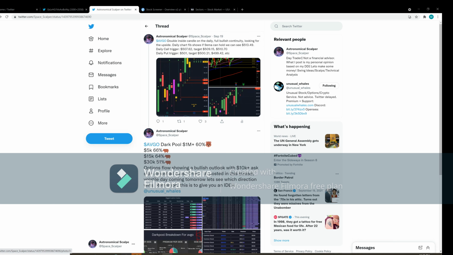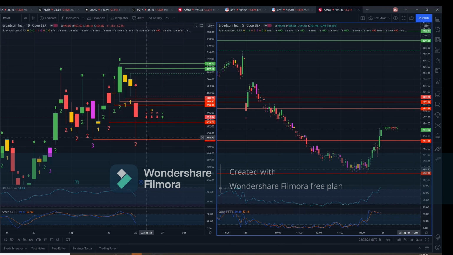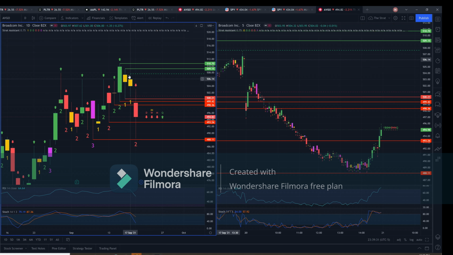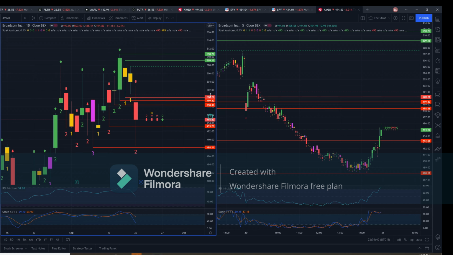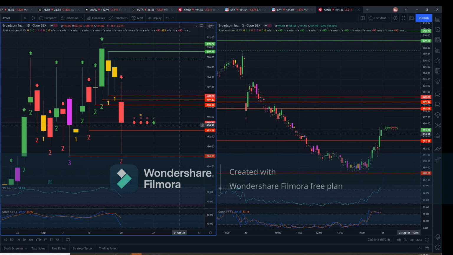Let's see, let's go to TradingView. Right here is a daily chart using the Strat. Again, we had the double candles right here, double inside candles, and basically these red lines are my targets. Zoom in a little bit so you can see.